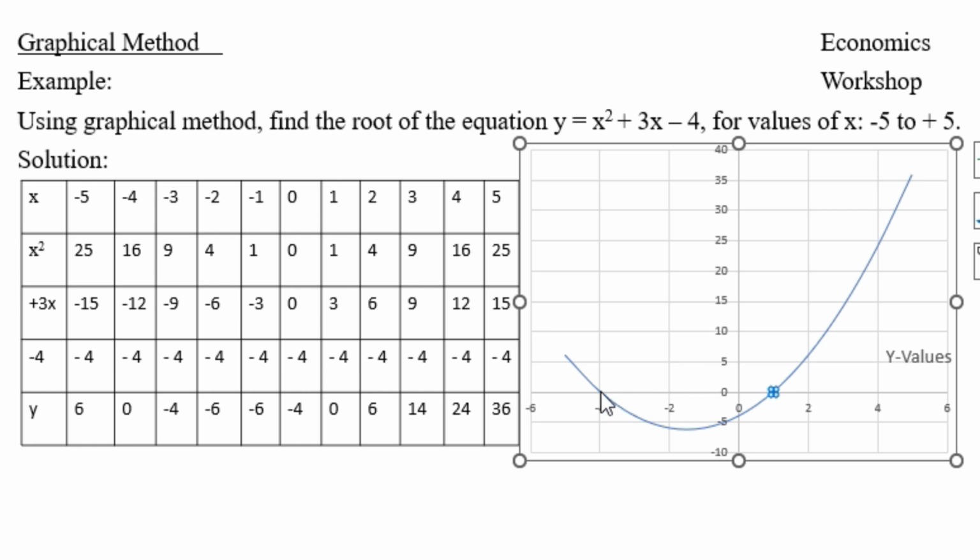So the values of x at that particular point are the values of x that satisfy this equation. So when you place it here, the value of x is minus 4. Can you see that the coordinate is minus 4, 0? And in this case the value of x is 1. So that is the value of x that satisfies the quadratic equation, and that is the root of the equation.